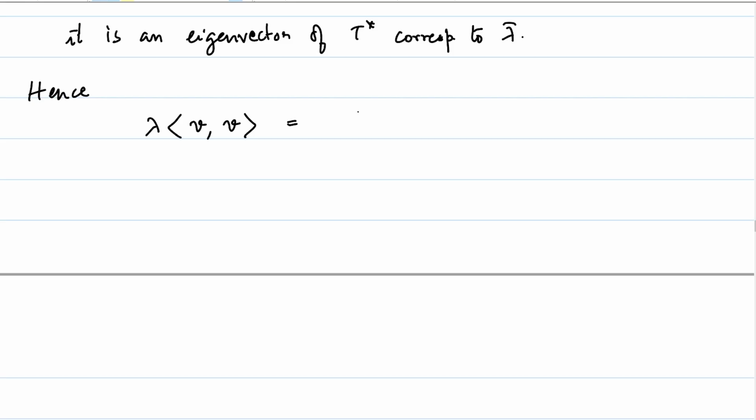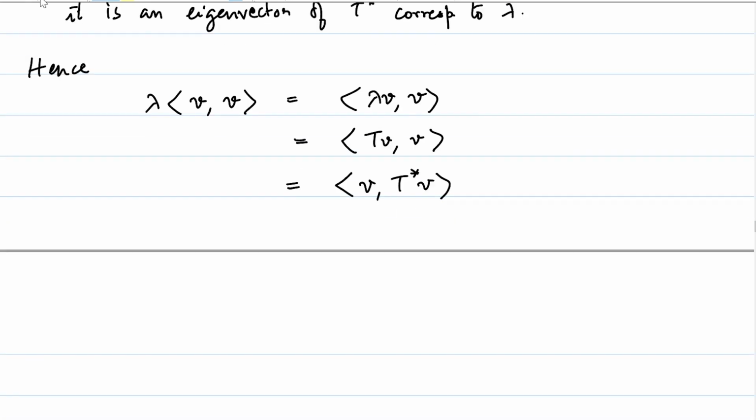That is going to be equal to lambda V comma V, which by the definition of an eigenvector is equal to the inner product of TV with V. But this is also the same as the inner product of V with the adjoint of T acting on V by the very definition of the adjoint. But since T is self-adjoint, T star is equal to T, and that implies that this is just the inner product of V with TV, because T star is equal to T. But this is equal to V comma lambda V.